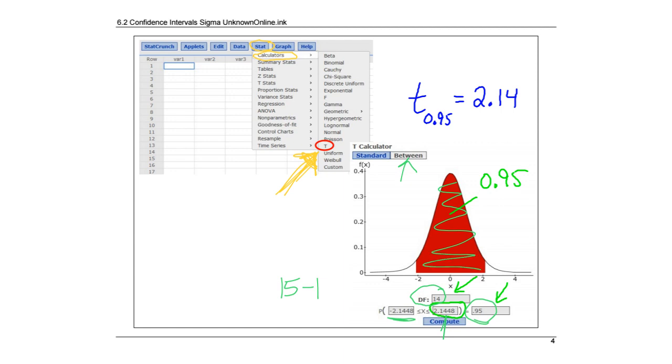As soon as I do that, I get negative 2.14 on the left-hand side, and then I get positive 2.14 on the right-hand side. For this problem, because they just want the critical value, they just want the 2.14. They know that you know that we're also going to have the symmetric number on the left-hand side and have negative 2.14. Okay, let's try another one.